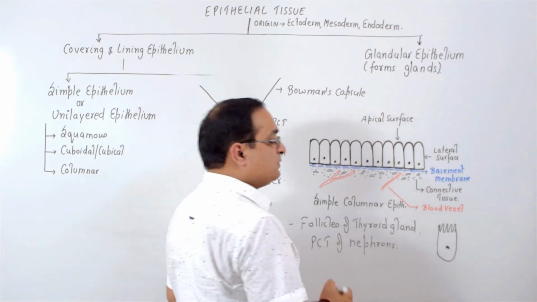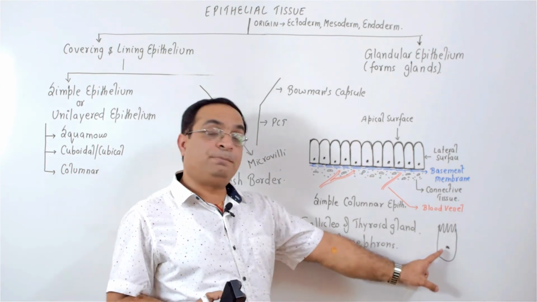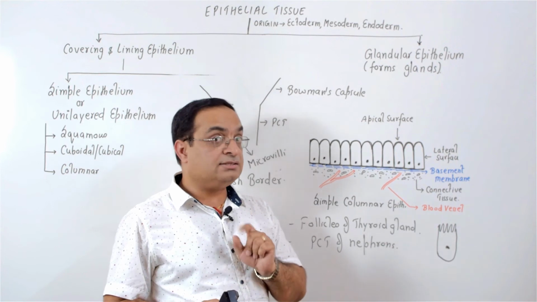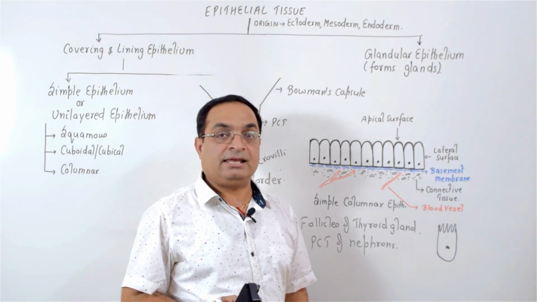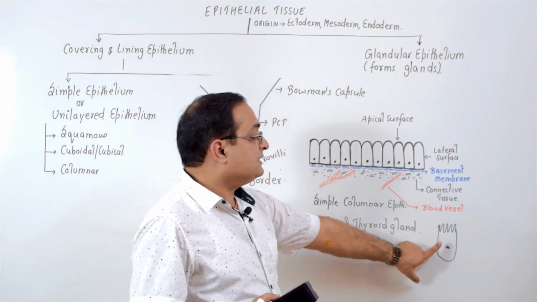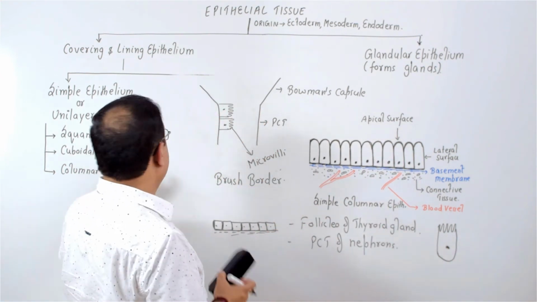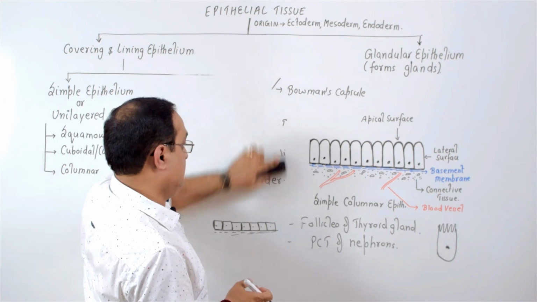These increase the absorptive surface area. So that is brush bordered columnar epithelium in the small intestine to enhance the absorptive surface area. So that was about simple columnar epithelium, simple cuboidal epithelium and simple squamous epithelium.